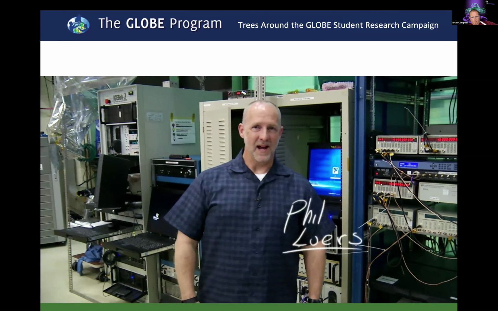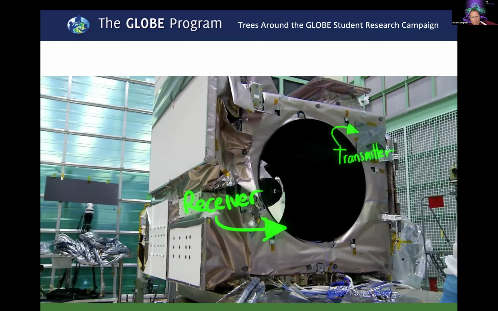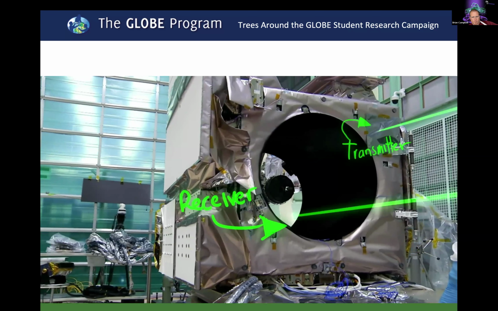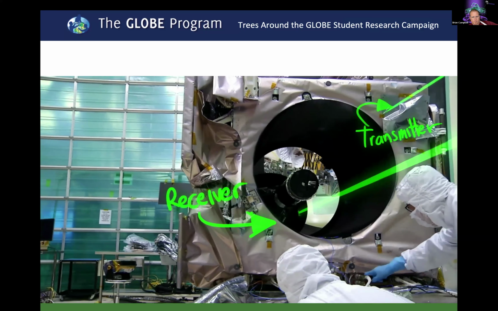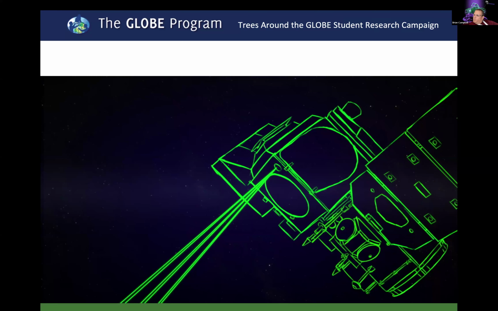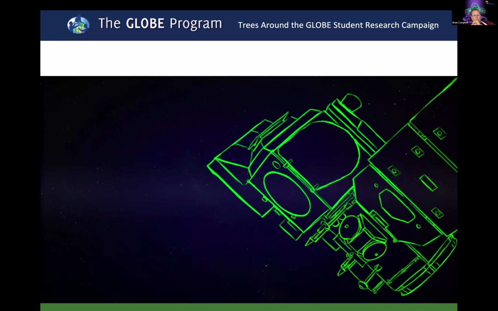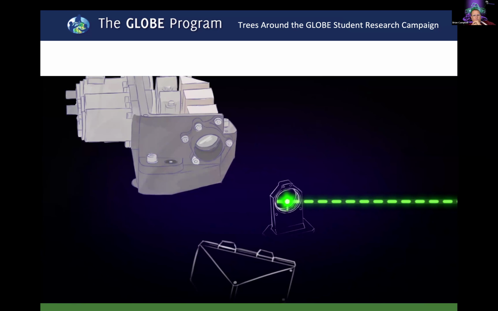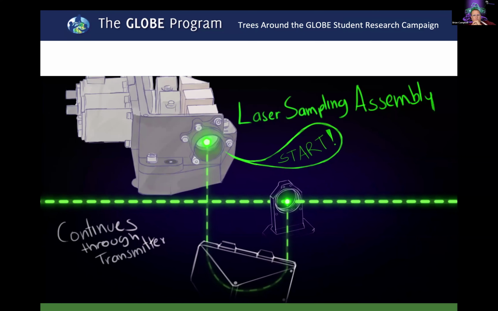I'm Phil Lors. I'm Deputy Instrument System Engineer on the ATLAS instrument on the ICESat-2 mission. Calculating the elevation of the ice is all about time of flight. It's time of flight of the photon from the laser down to the surface of the ice and back. So what we are doing is creating time tags of the transmit when the laser fires and time tags of the receipt of the photon. So it all starts with the transmitter. When the laser fires, it puts out billions and billions of photons. We pick off a little bit of that and we send it to a detector and we produce a start pulse.